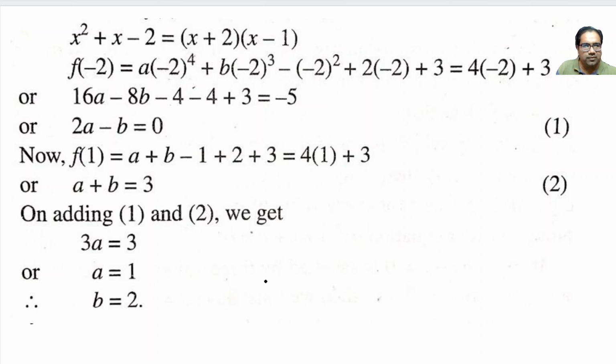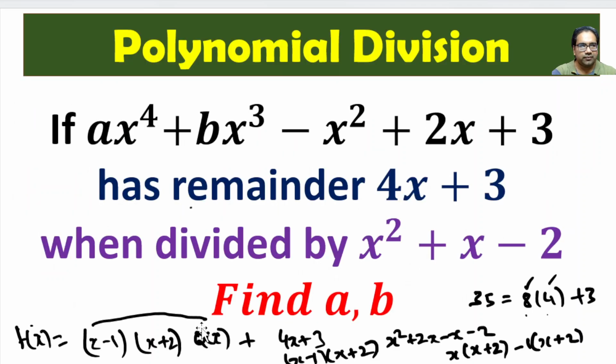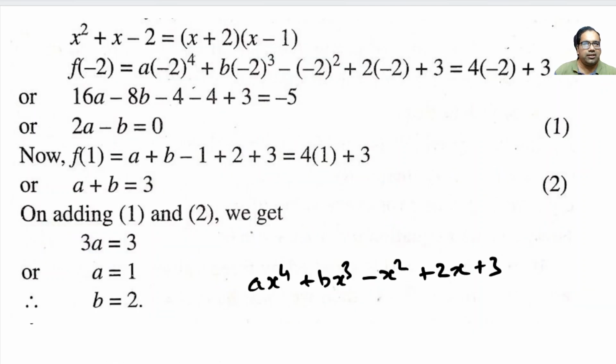Our original equation was ax power 4 plus bx cube minus x square plus 2x plus 3. So if you put x equals 1, then what will happen? A plus b minus 1 plus 2 plus 3. This should be equal to the remainder, which is 4x plus 3.